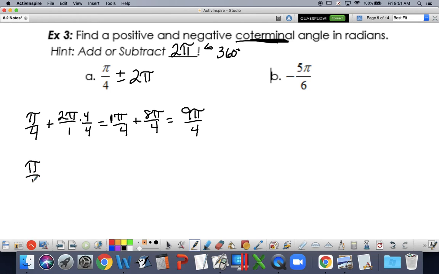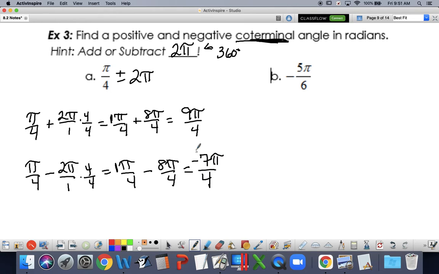Now let's do the subtraction one. Instead of adding, I need to subtract 2 pi, which is 8 pi over 4. I've got the same problem, right? I need to have a common denominator. So I have pi over 4 minus 8 pi over 4. Remember, there's a 1 out in front of there. When I add or subtract fractions, I keep my denominator and just subtract my numerators. So I get negative 7 pi over 4. Go ahead and try this next one on your own.